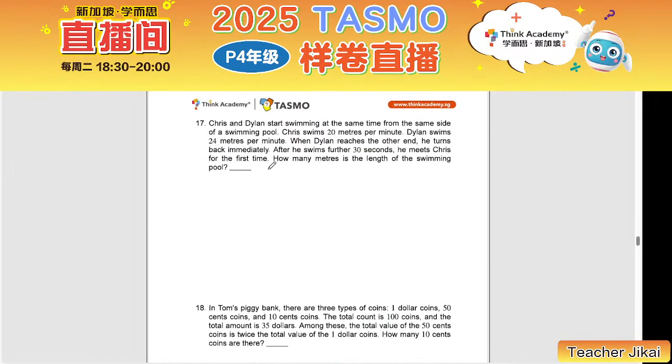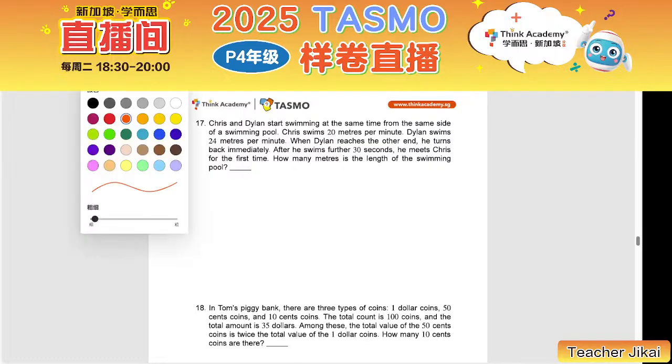Okay. Question 17 is a journey problem. So we have Chris and Dylan first swimming at the same time from the same side, and Chris swims 20 meters, Dylan swims 24, and after Dylan reaches the end, he turns, and after 30 seconds they meet.